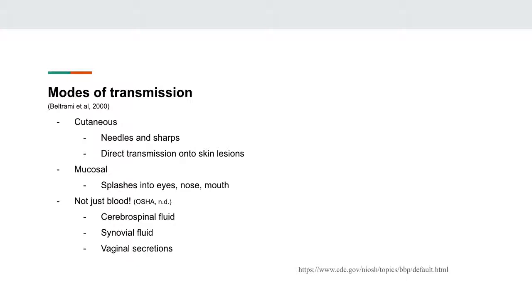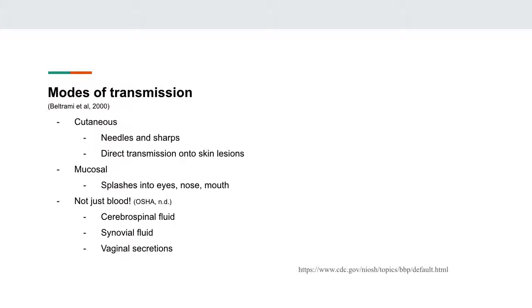The most common modes of transmission of these bloodborne pathogens are cutaneous and mucosal. Cutaneous indicates anything that crosses your skin barrier. For example, if you are working with needles or anything sharp, you have the risk of puncturing your own skin and allowing the patient's blood to enter your body via your skin. If you already have a cut in your skin, then you have the risk of the patient's blood directly entering that cut.